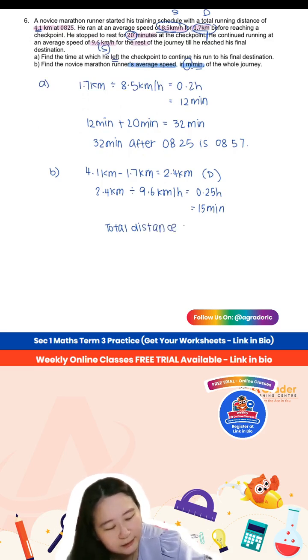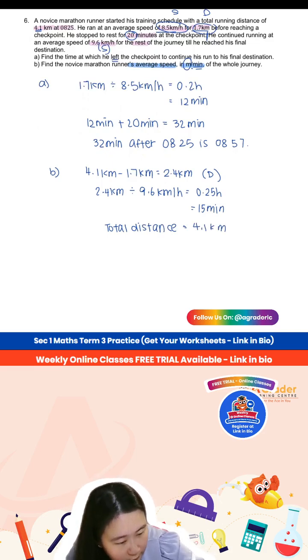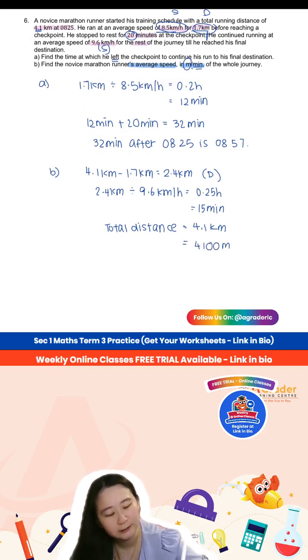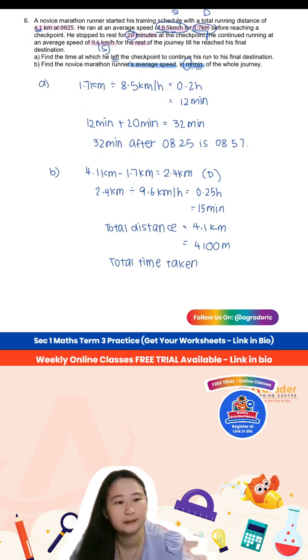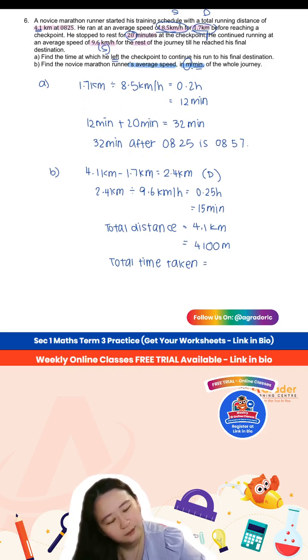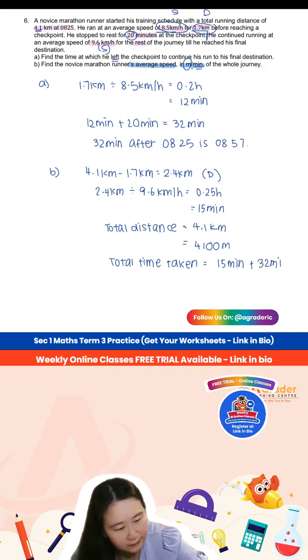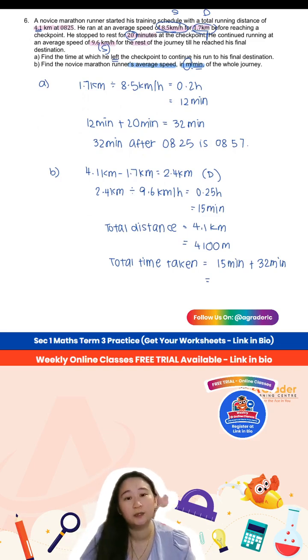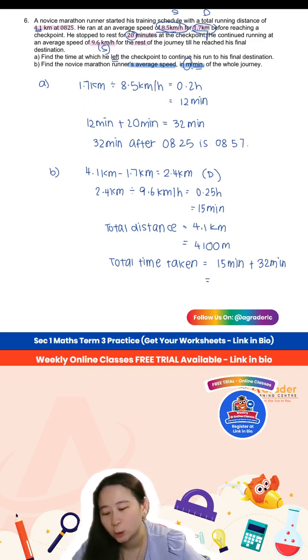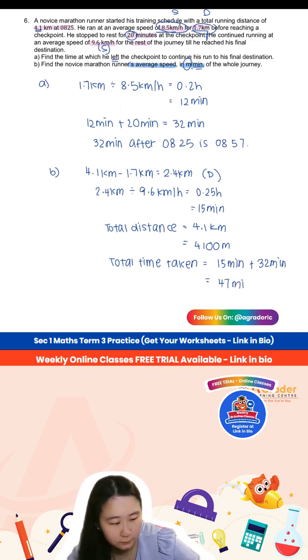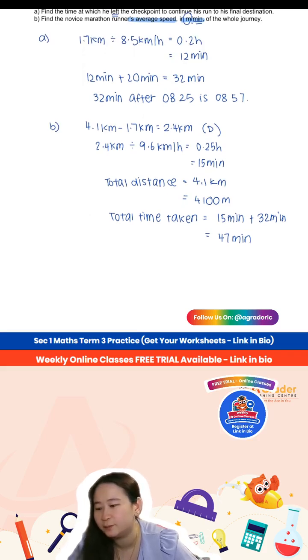So the total distance he covered is 4.1 km. To convert to meter, we times 1,000. So 4,100 meter. So average speed is always total distance divided by total time taken. So total time taken is 15 minutes plus 32 minutes. Always remember to include the rest time, okay, because we're talking about the whole journey. So total time taken is 47 minutes.